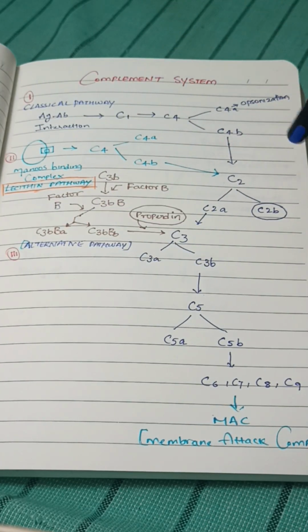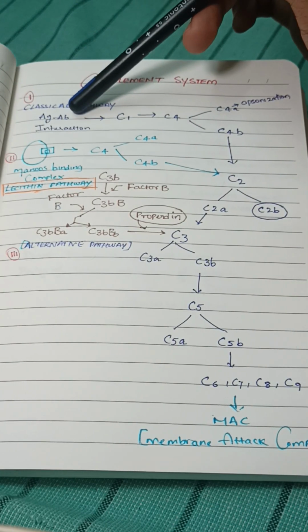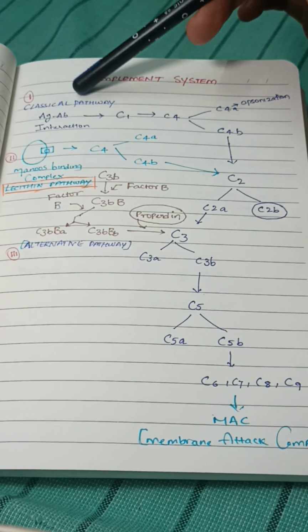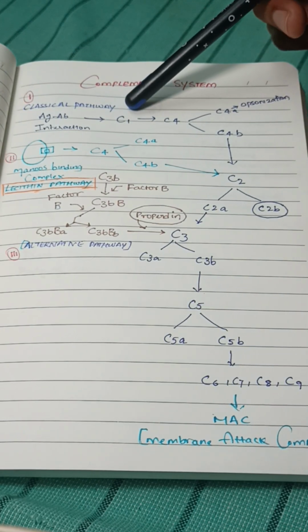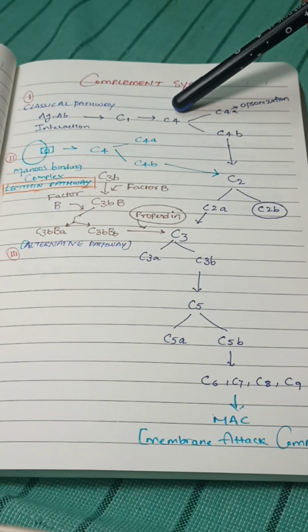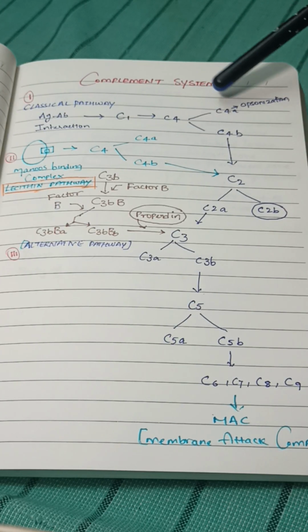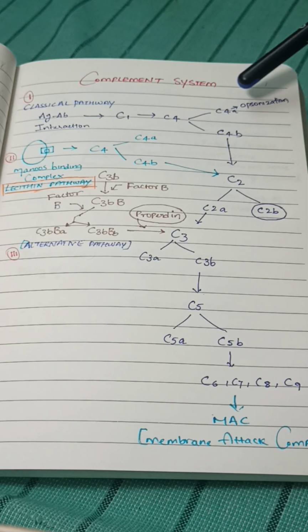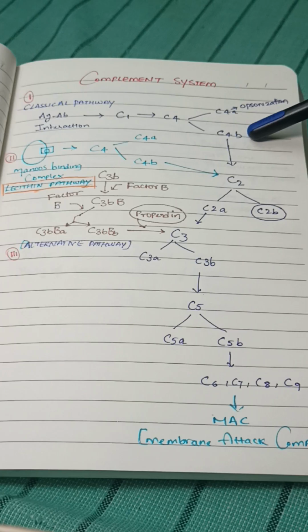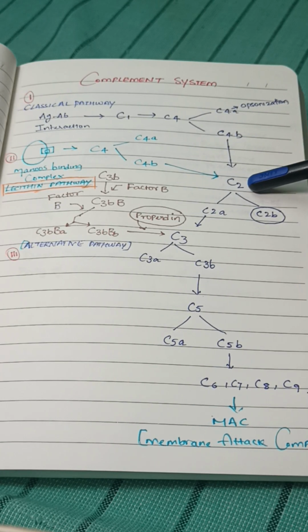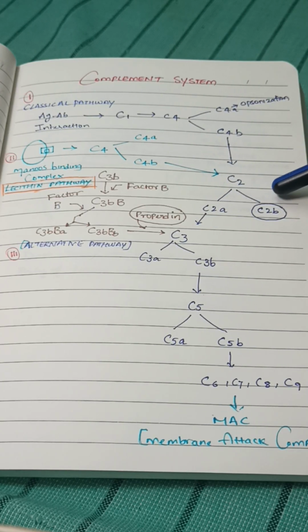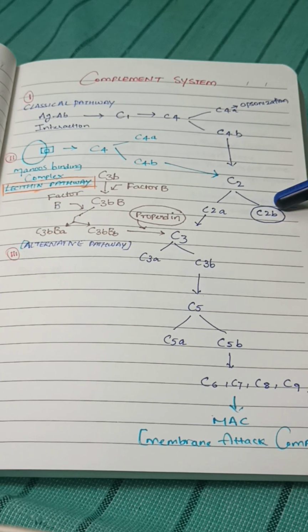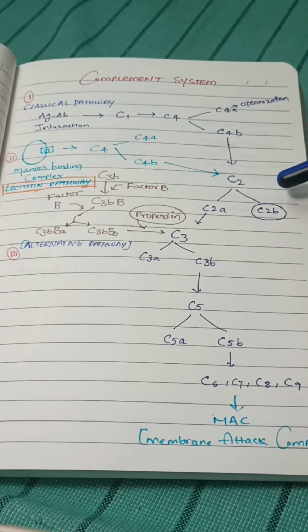First, we will see the classical pathway, where antigen-antibody interaction happens, whether IgG or IgM mediated, and C1 activation will be done, and then C4 activation. C4 is divided into C4a and C4b. C4a goes into opsonization, and C4b acts upon C2, and C2 is divided into C2a and C2b.